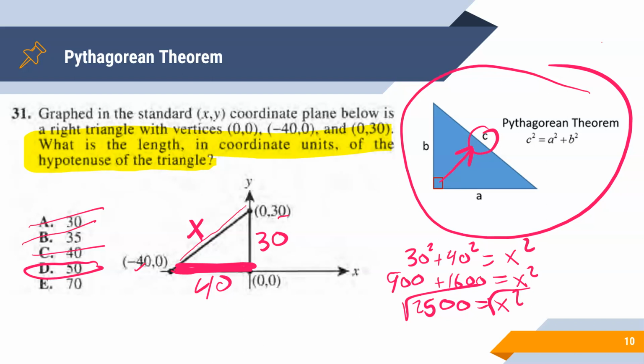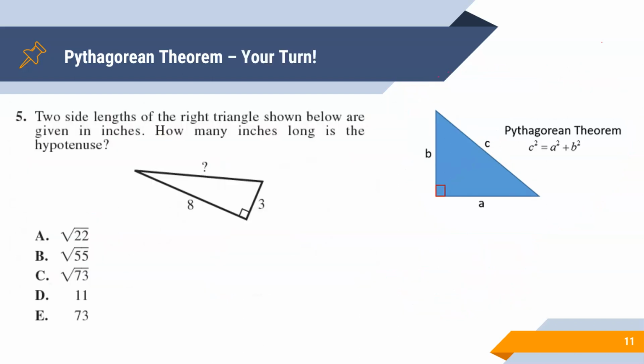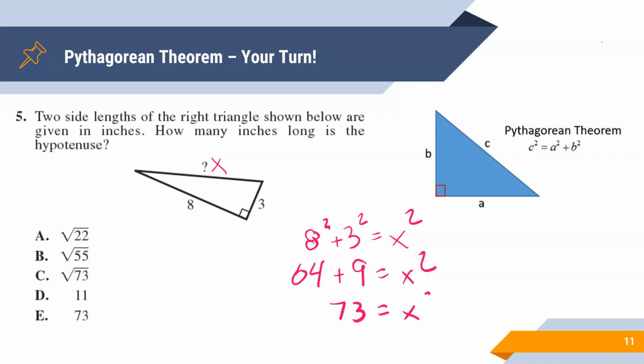Okay, here is your question to do. Okay, so we're trying to figure out this side x. So Pythagorean theorem, using my calculator, square root both sides, we get our answer, choice C. Okay, so Pythagorean theorem, you'll see it.